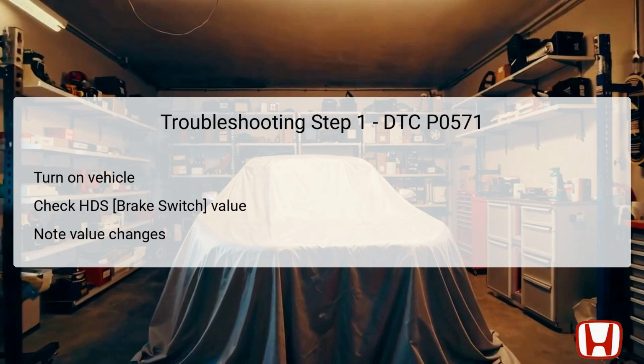The first troubleshooting step in addressing DTC P0571 involves turning the vehicle to the on mode. This is essential to power the onboard diagnostic systems, including the Honda Diagnostic System, HDS. The next action is to observe the HDS display for the brake switch value, while alternating between pressing and releasing the brake pedal. If the value does not change consistently with the pedal movements, it verifies a fault in the brake pedal position signaling system.